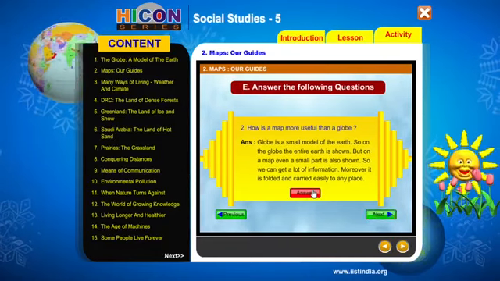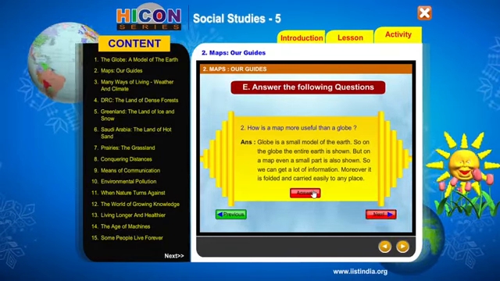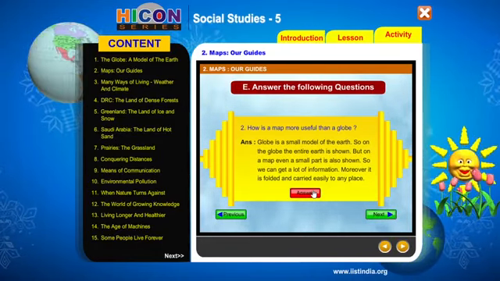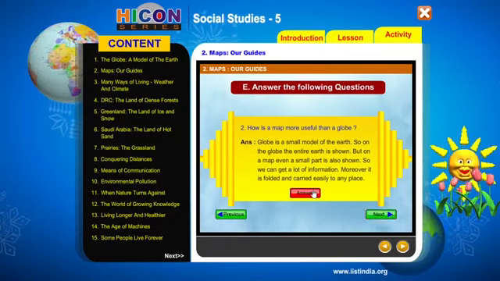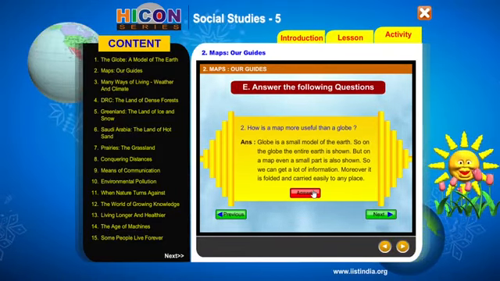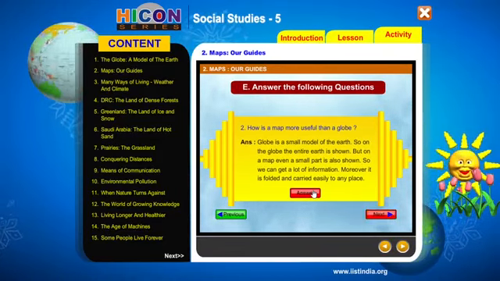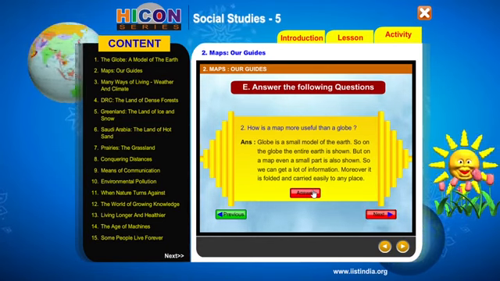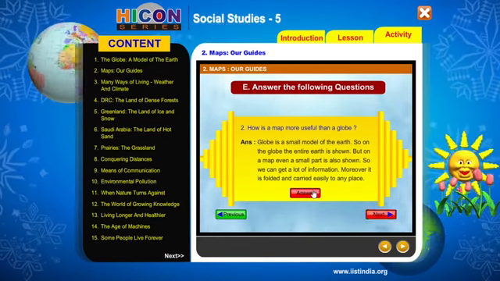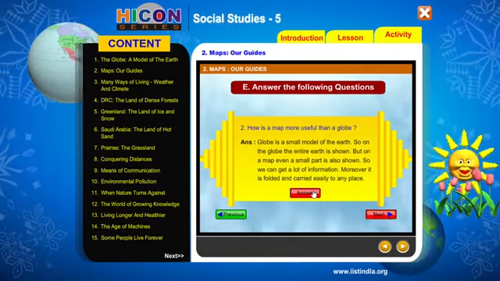So globe is a small model of the earth. We have the entire earth being shown on the globe, but we cannot go for specific details of a particular region or different features of the earth on a globe. But on a map, we can get a lot of information, and it's easy to be carried from one place to another also, right? So, yes, maps are more useful than a globe, right? Read the answer once.